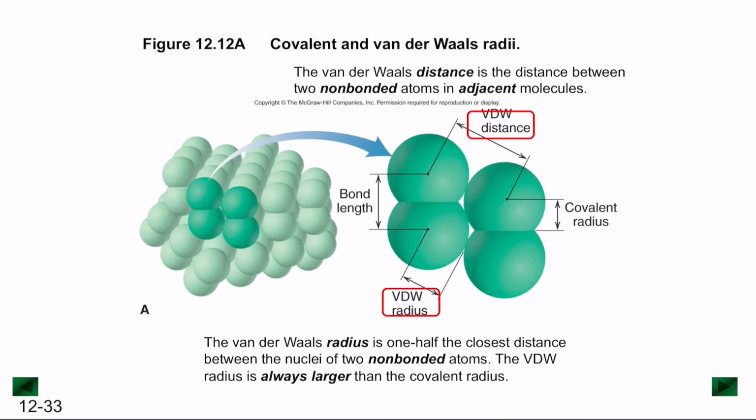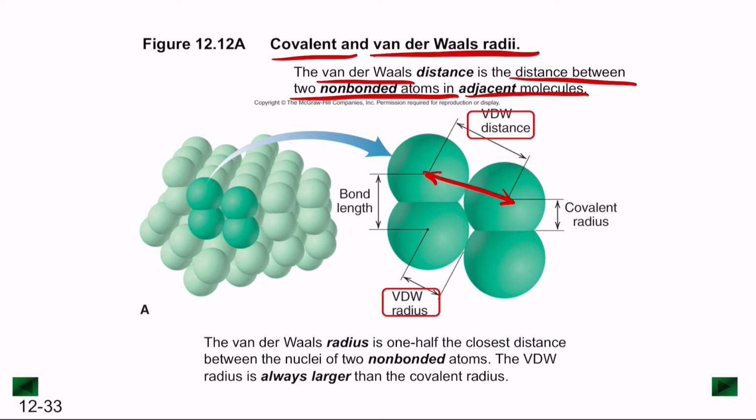So let's take an example of this. The first one we're going to discuss is covalent and van der Waals radii. The van der Waals distance is the distance between two non-bonded atoms in adjacent molecules. So when you have two non-bonded atoms, the distance between the two molecules is considered the van der Waals distance, and half of that distance is considered the van der Waals radius.